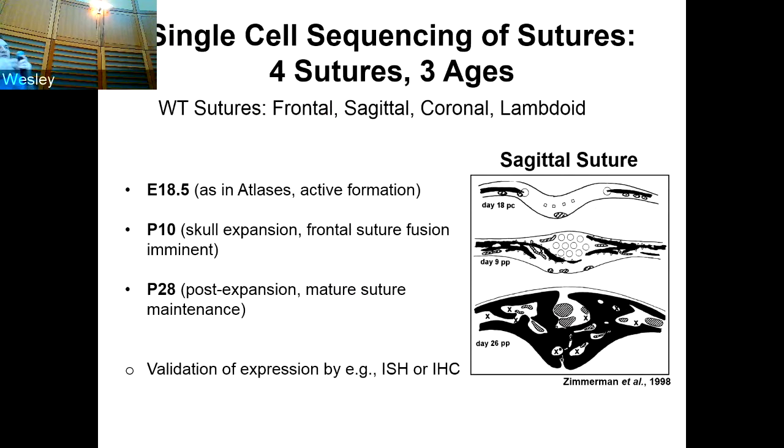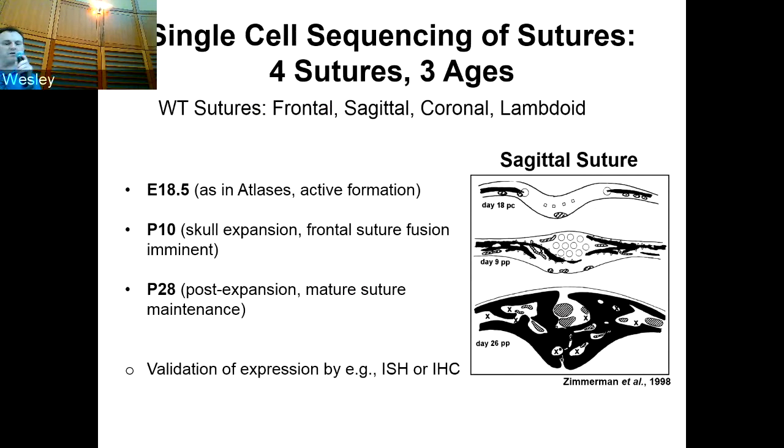At P10, this is a period of active skull expansion, so the sutures are devoted to expanding the skull. But also, interestingly, for the frontal suture, it's a period where this suture is about to fuse, as part of normal development in the mouse and human. And at P28, it's basically post expansion. So we might expect to see suture subpopulations related to just mature suture maintenance, or perhaps stem cell populations. And we'll also be performing validation of the differential gene expression that we discover.